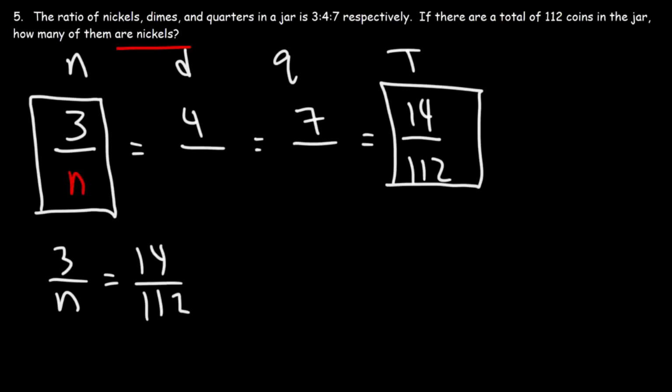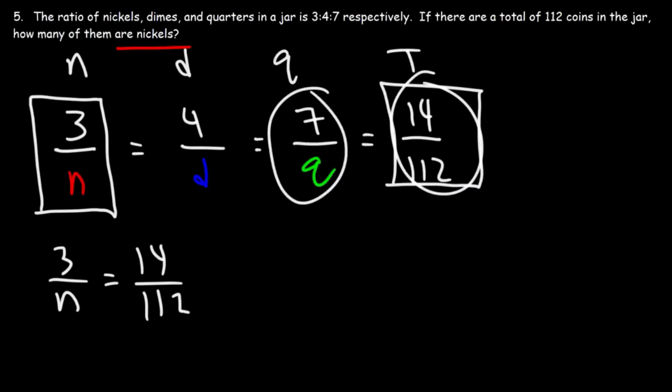Now, let's say if I wanted to calculate the number of dimes, I would put D for dimes and set these two equal to each other and solve for D. Or, if I want to solve for the number of quarters, I would set these two fractions equal to each other. So I can calculate the number of dimes, nickels, or quarters, whichever I want in this problem. But let's focus on N.